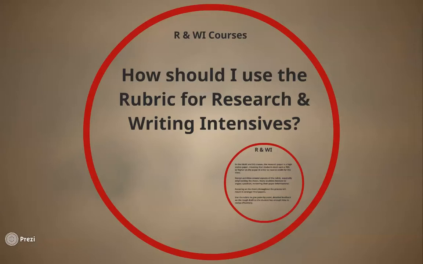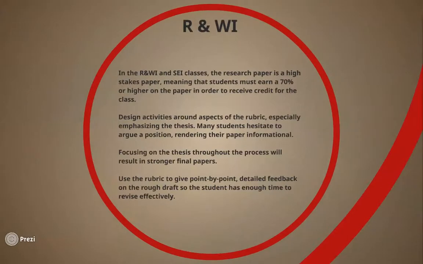For the research and writing intensive classes, follow similar patterns. Introduce the rubric on the first night of class. Explain to them that the high-stakes paper means they need to earn a 70% or better based on the evaluation of the rubric. Design activities around aspects of the rubric, especially emphasizing the thesis. Use the rubric to give point-by-point detailed feedback on the rough draft so that the student has enough time to revise effectively.